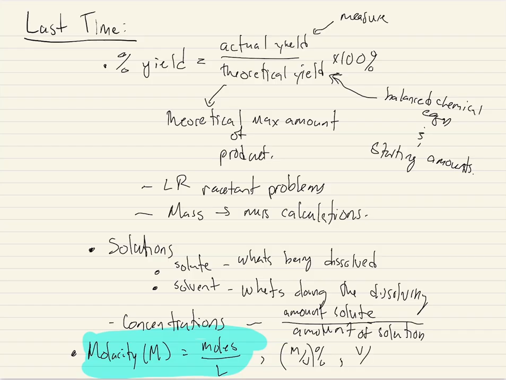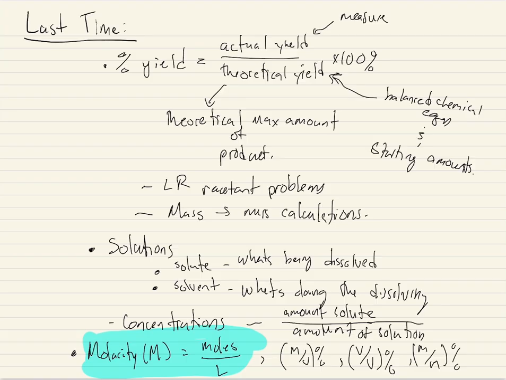And then there was volume to volume percent, volume of solute and volume of solution. And then there was also mass to mass percent. All these have their uses, but again, the molarity is the most important for chemistry. All right, so these were the definitions of the different concentrations that we used.